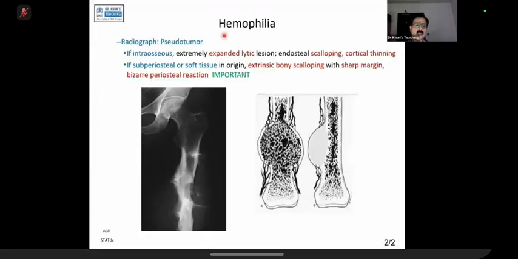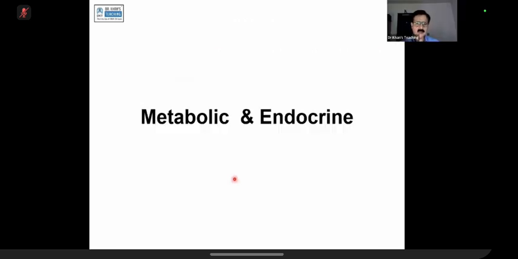Do you see this? This is subperiosteal or soft tissue extrinsic bony scalloping with sharp margin, bizarre periosteal reaction. Important. So now you have seen another presentation, and this is what this exam is about. If an examiner has got this unusual presentation of a common condition, it's not a common condition, we know that, but this one, if you have not seen it, you will never pick it up. If you have seen it, maybe 8 out of 8, right? Yes, sir. Okay, good, well done.